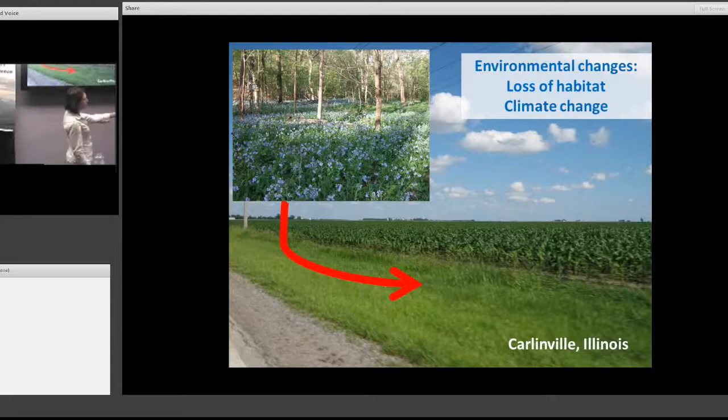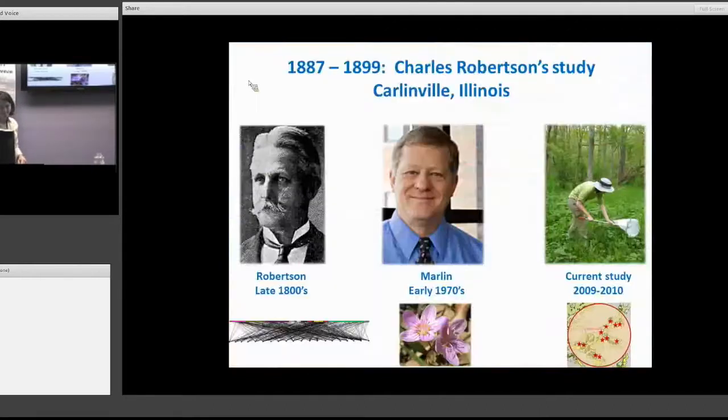Both of these photos were taken from our study site in Carlinville, Illinois, where most of the forested landscape has been converted to corn agriculture over the last century. But this study site, Carlinville, the town in Illinois, is unique because we also know a lot about how plants and pollinators interacted as well as their phenologies before any of these anthropogenic changes occurred.